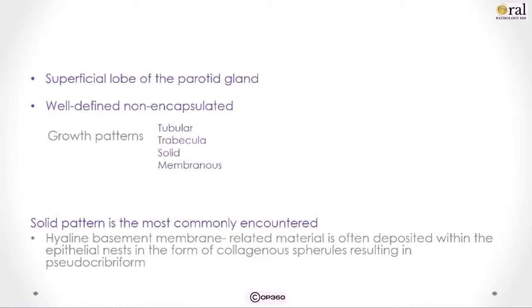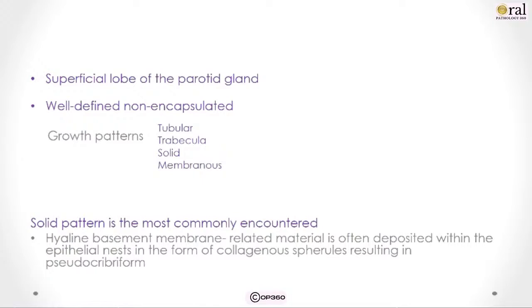Due to the lack of time, I will not give you a full explanation about the tumor, but I want to highlight some important points. It is more common in the superficial lobe of the parotid gland, and it has well-defined non-encapsulated limits. The four main growth patterns are tubular, trabecular, solid, and membranous types. As shown in this case, we had a mixture of these patterns. We even had areas of membranous differentiation, which were the hotspots.